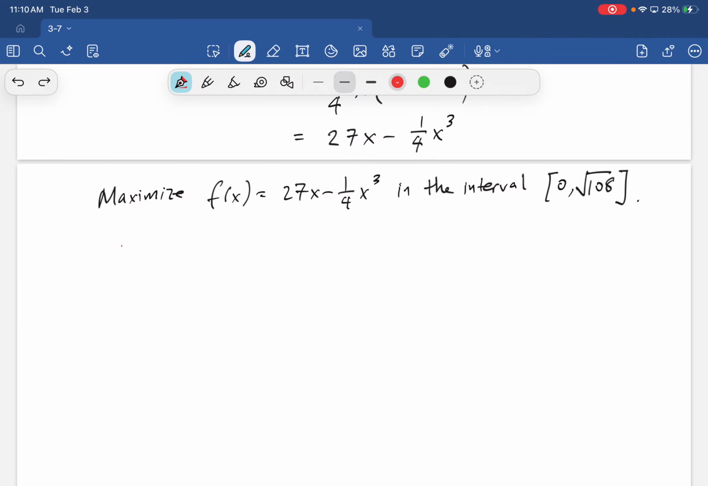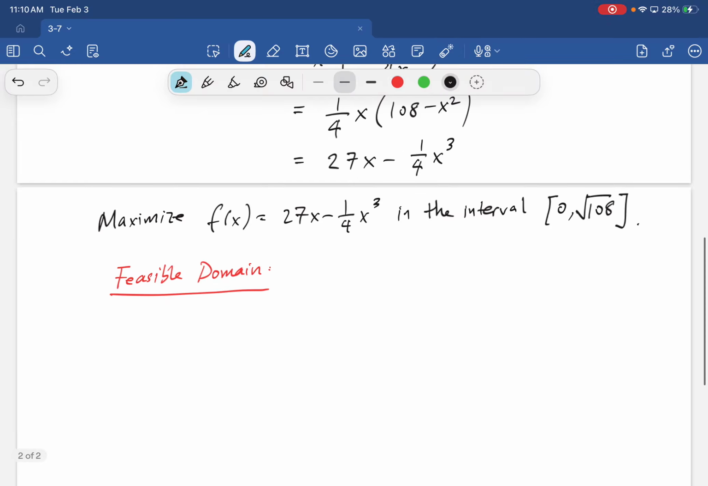Then third, we want to determine the feasible domain for our variable.